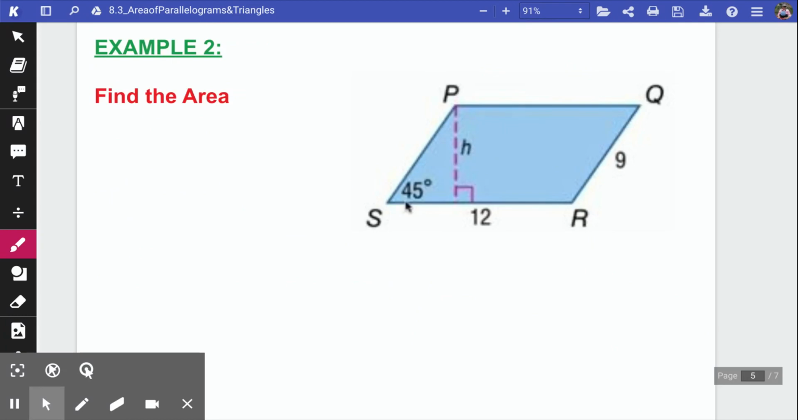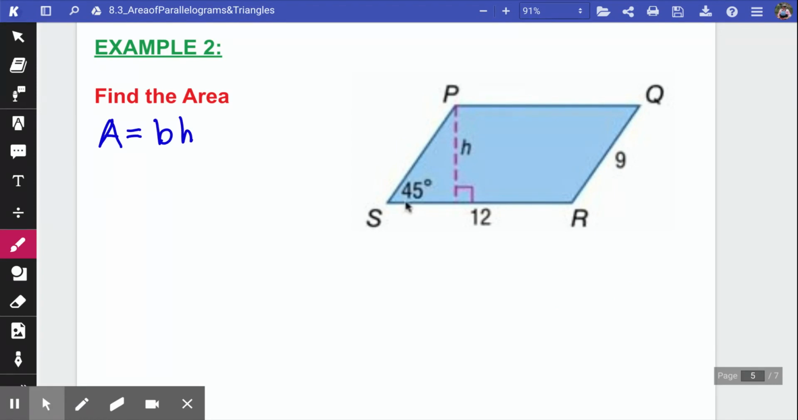Let's do one more example with a parallelogram. I want to find the area. So again, I know that the formula for a parallelogram is base times height. So here we have a base. The base is this, and our height is that distance that is perpendicular, so at 90-degree angles to the base. So we have our base, which is 12. But we have to find our height.